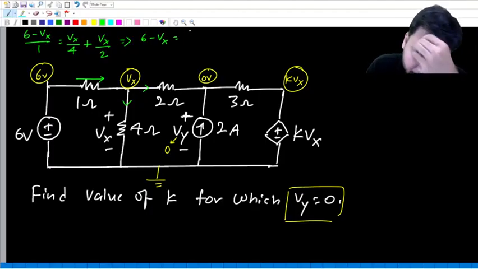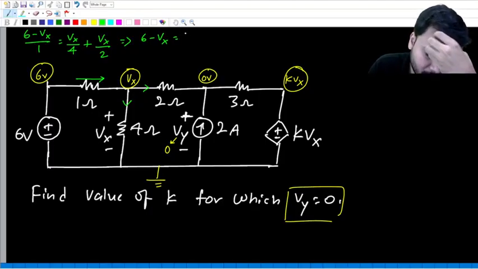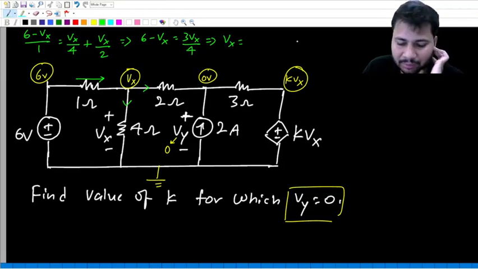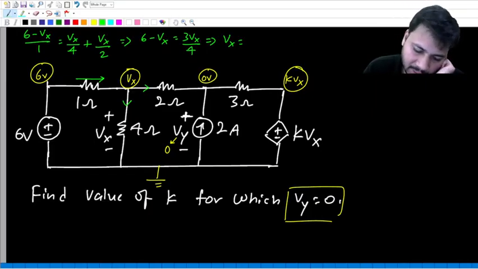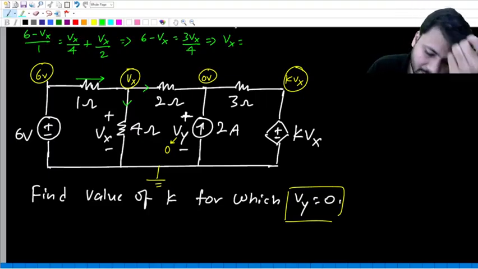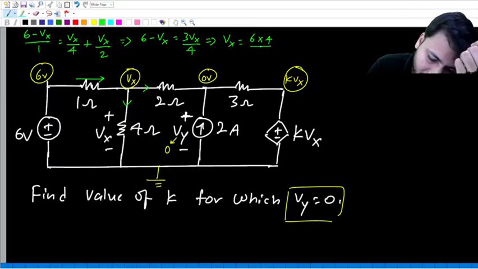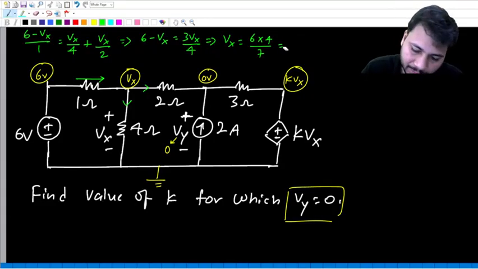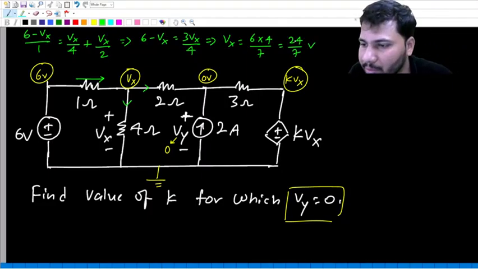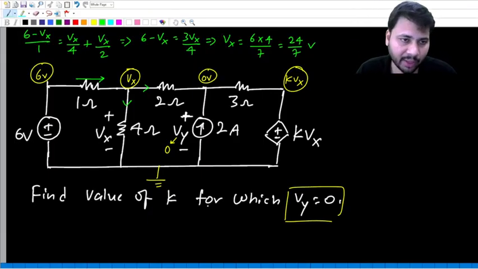I think 1 by 4 plus 1 by 2 is 3 by 4. 3 Vx by 4. And from here, Vx will be, what is 1 plus 3 by 4? 1 plus 3 by 4 is 7 by 4. So Vx will be 6 into 4 by 7. So this is Vx, 24 by 7 volts. That is the value of Vx. But the question is to find the value of K.